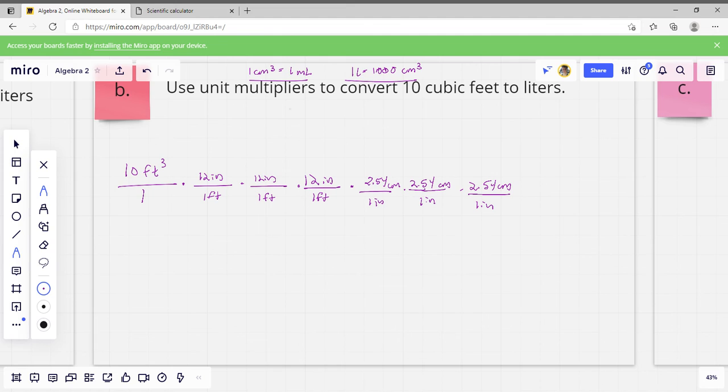Okay, so now we've got 1 centimeter cubed, we'd be on cubic centimeters, is 1 milliliter. And then there's 1,000 liters in a milliliter. No, 1,000 milliliters in a liter. Whoopsie.